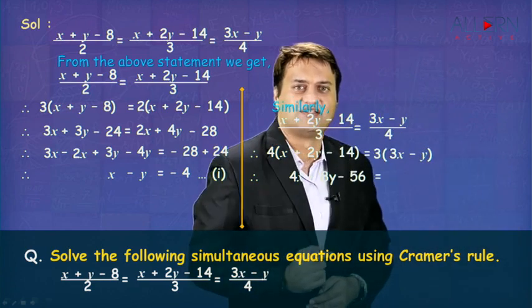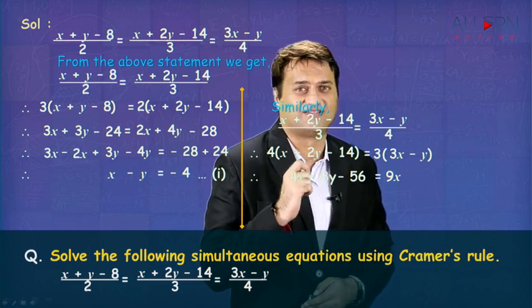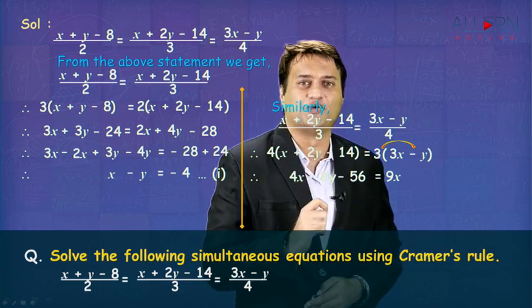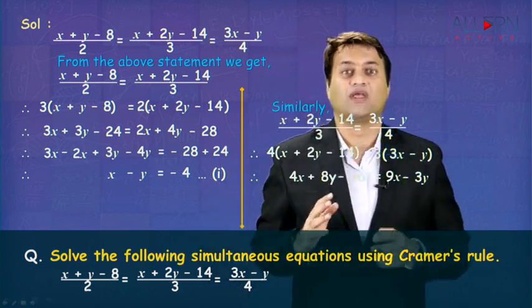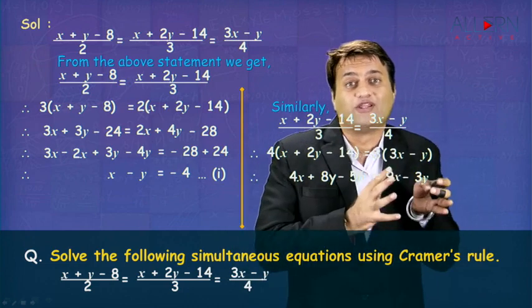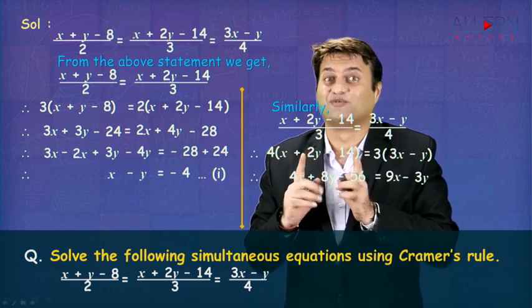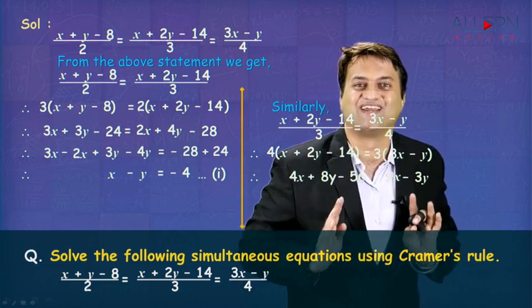Let's open the brackets here as well. What we get? 3 into 3x, that is 9x. And 3 into y, that is minus 3y. Now what do we do? We bring all the variables on one side with like terms together and constants on the other side, right? Let's do it.